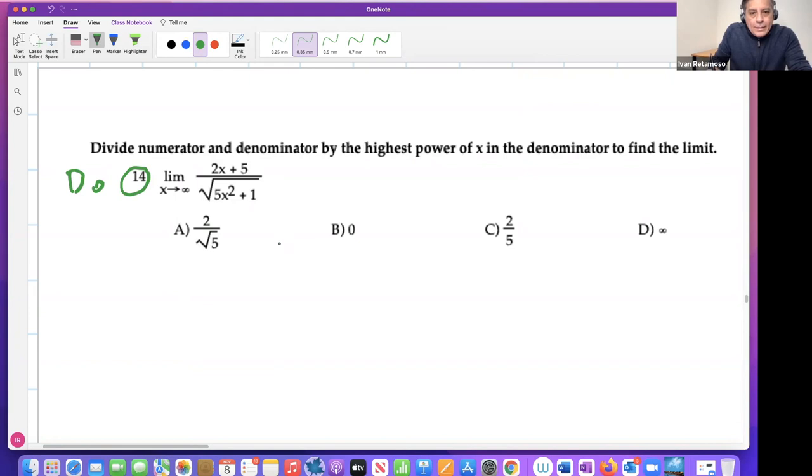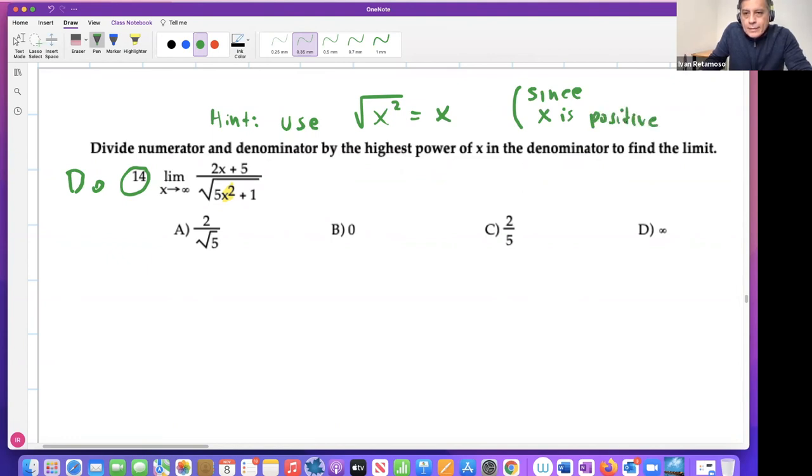Notice quickly, I will give you a hint. This is the highest power of the denominator, but remember you have to divide by the square root of x squared. X is positive because you see that it's approaching infinity. So hint: use the square root of x squared, since x is positive, equals just x. How do you know, professor, that x is positive? Because you can see in the limit, x is approaching positive infinity. So it's approaching to the right, it has to be positive, it cannot be negative.